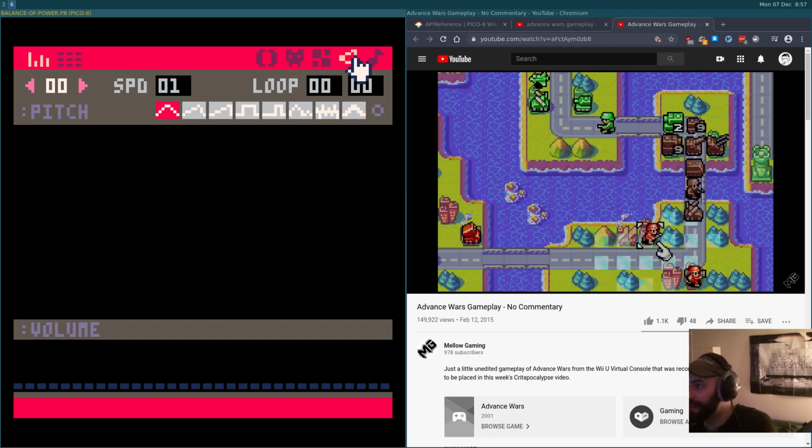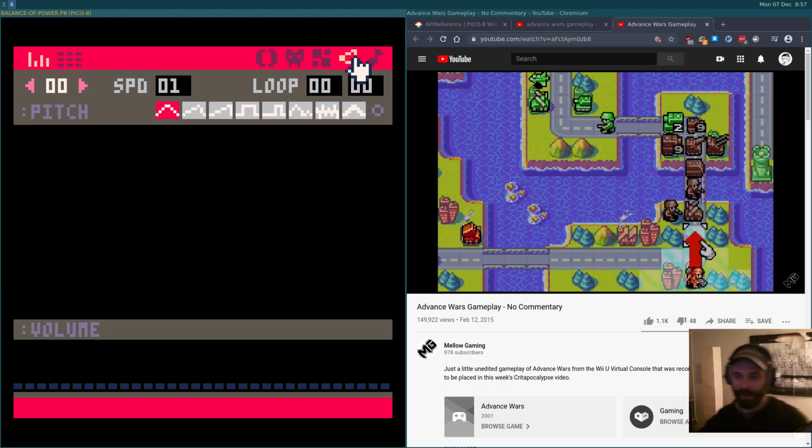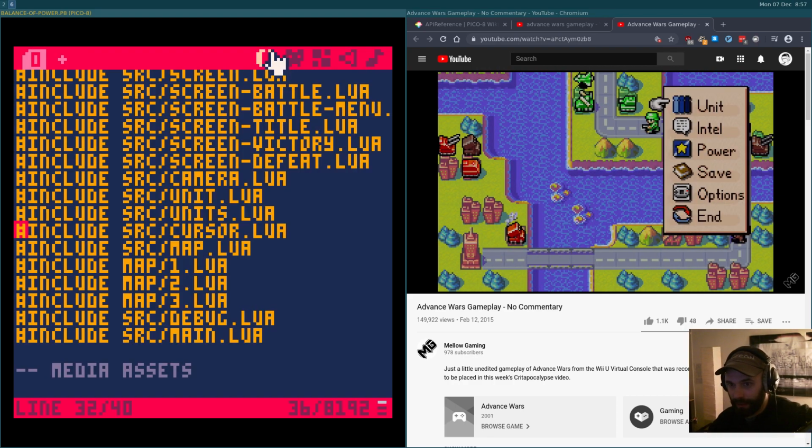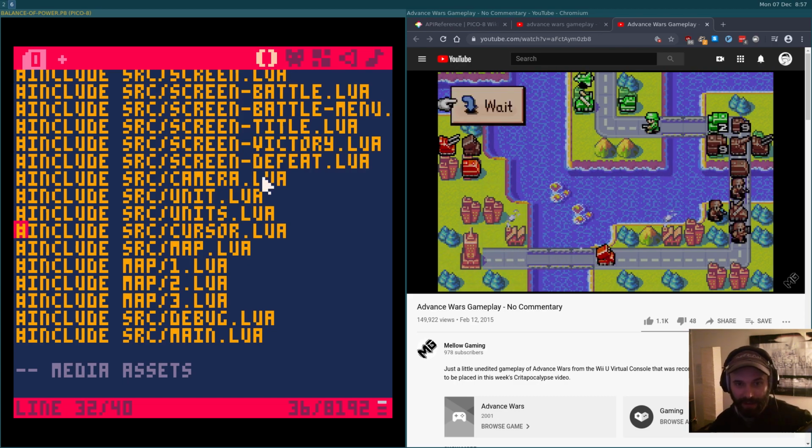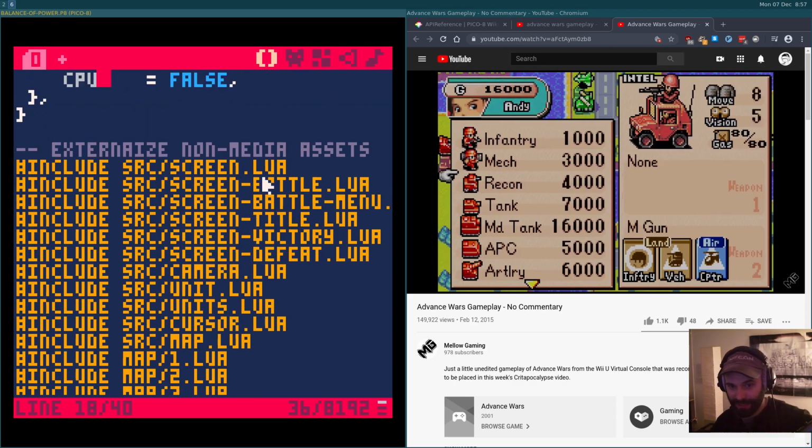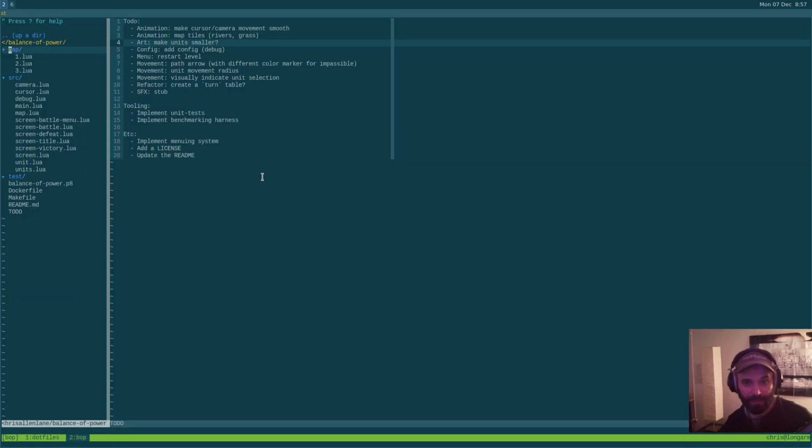Is the emulator also the game editor? Sort of, yes. So it has a very, very retro editor built into it, but I don't have the patience for that.